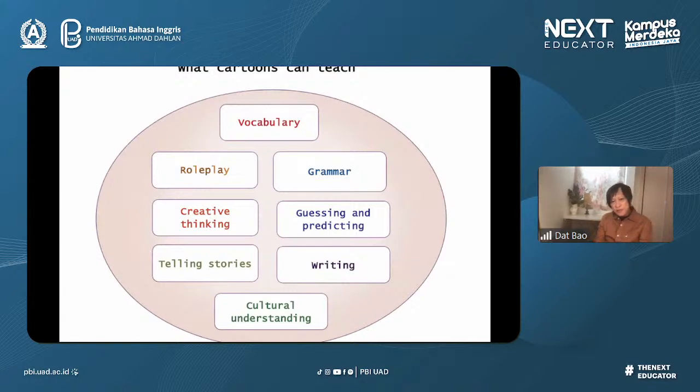I'm gonna share with you 8 different ways to use cartoon after you created some. You don't have to think about what you do, just when you're free, just draw something, and I will show you some effort that you can activate and turn them into activities. Pictures can be used to teach vocabulary, to teach role play, to teach grammar. I will demonstrate each of these today. To teach creative thinking, to teach the ability to guess or predict the future or guess the past, to tell stories, to write something, an essay, poem, stories, report, and also to teach culture. Yeah.